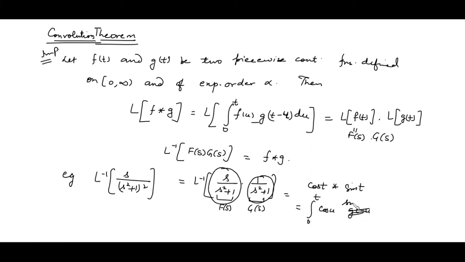g(t - u) means sin(t - u). So the Laplace of this function is this one. We can use another property also, but using the convolution theorem, we can write down the Laplace inverse of the product of two functions. That will be the Laplace inverse of f convolution with the Laplace inverse of g. Now just see the proof of this theorem.